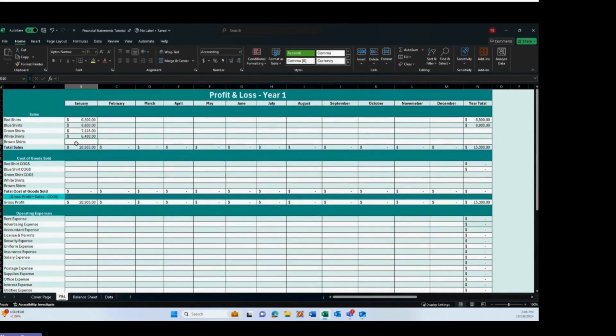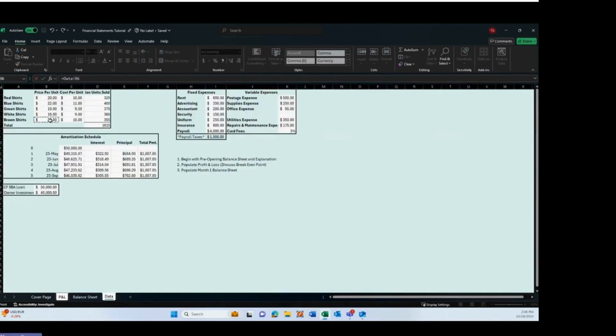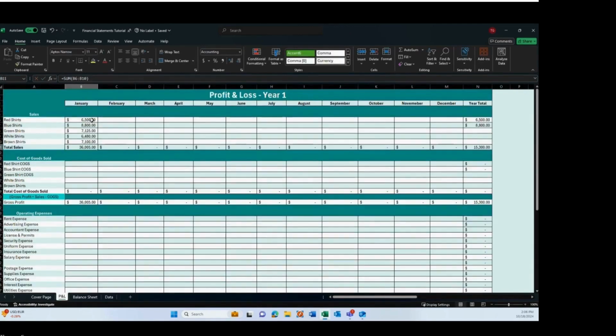There we go. And last but not least, we have brown shirts equals $20 per brown shirt times 355. And there we go. We have the revenue portion of our profit and loss statement filled out for the month of January.